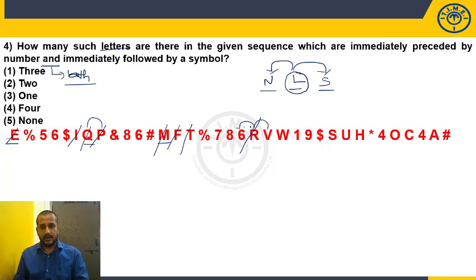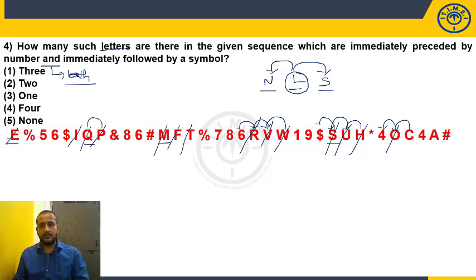V. Is it preceded by a number? No. W. Is it preceded by a number? No. Fine. Next. S. Is it preceded by a number? No. U. Is it preceded by a number? No. H. Is it preceded by a number? No. Leave it. O. Is it preceded by a number? Yes. Is it followed by a symbol? No. So it is not our element.